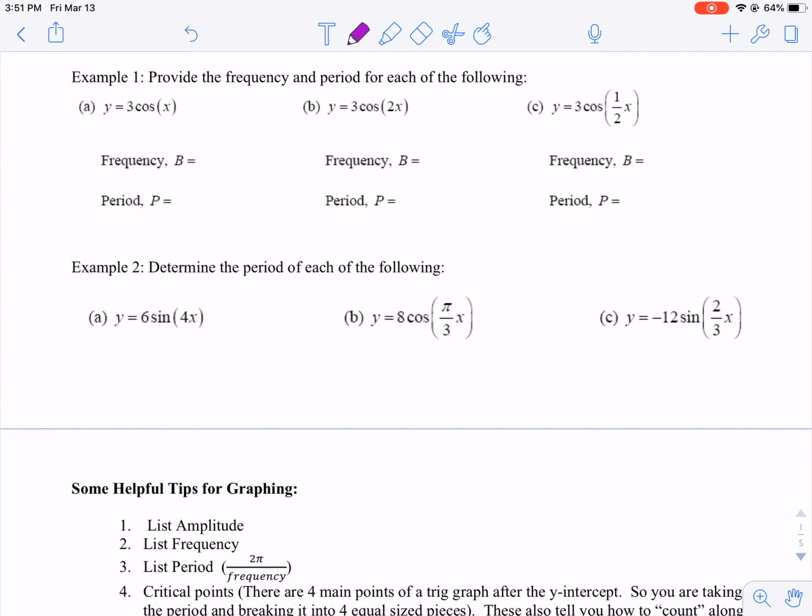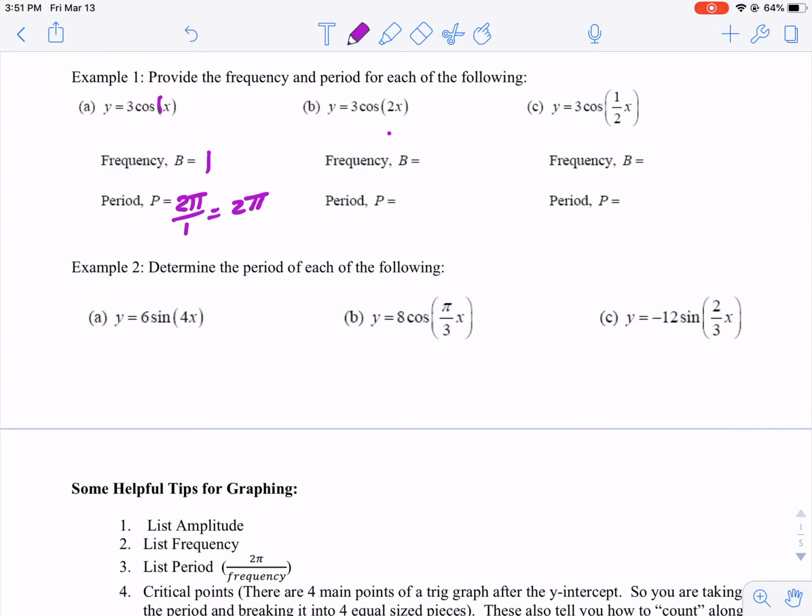So for letter A, frequency, that's the number touching the x, which there isn't one. So the frequency is 1, making the period 2 pi divided by 1, which is just 2 pi. Nothing exciting about that, and notice I did nothing with the 3. The 3 is the amplitude. That just tells us how high the graph is going to go. It does not affect frequency and period.